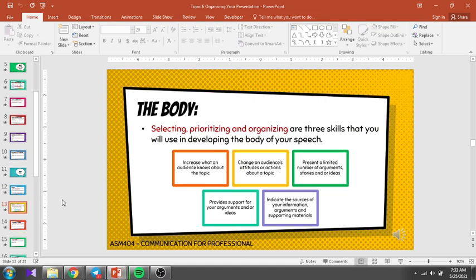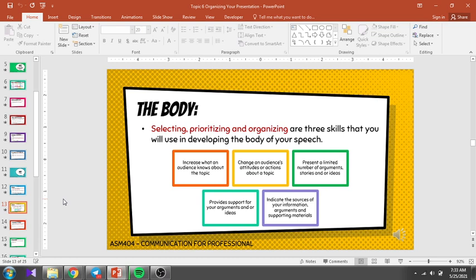Selecting, prioritizing and organizing are 3 skills that you will use in developing the body of your speech. You have to select because there is more than one, of course. So pick the best. Prioritizing: which one is going to go first? Which one is important? And that's why organizing. Prioritizing is which one you are going to speak first. Go by the flow, actually.